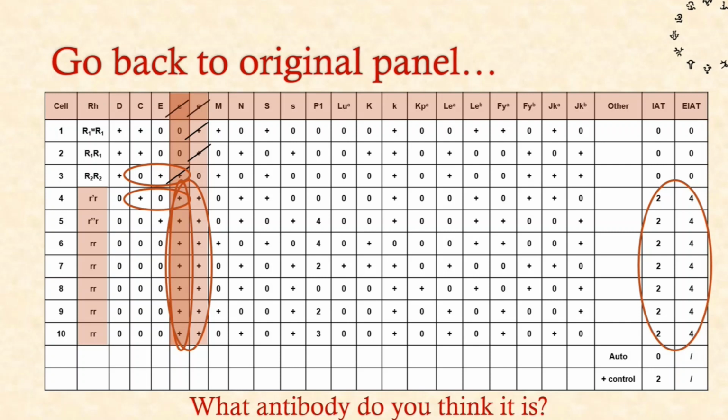Take another close look. It looks a bit like a little e, to be honest, if you're looking at it. All these cells are little e positive. But again, you've already excluded the presence of this when you've done your initial antibody ID.